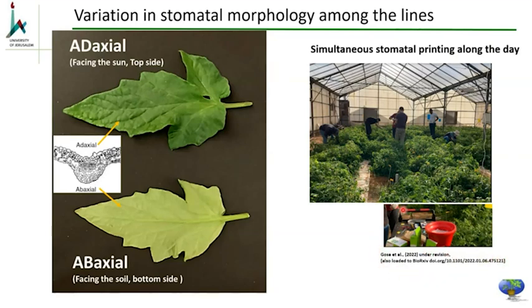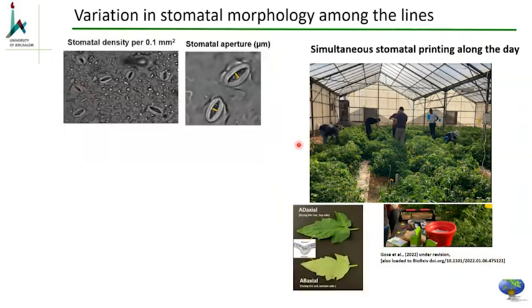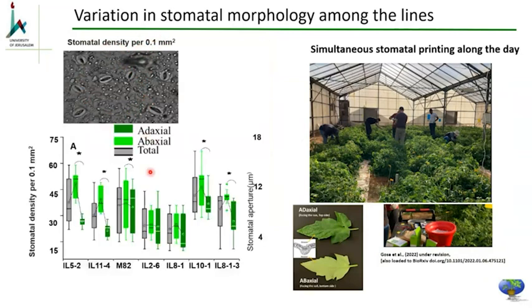It's now under revision. And what we could take out of this measurement is both stomatal aperture and stomatal density, which means how many stomata we have in 0.1 square millimeter. Now, when we look at the results, and of course, we did it both for the abaxial and adaxial, the upper and the lower part of the leaf.